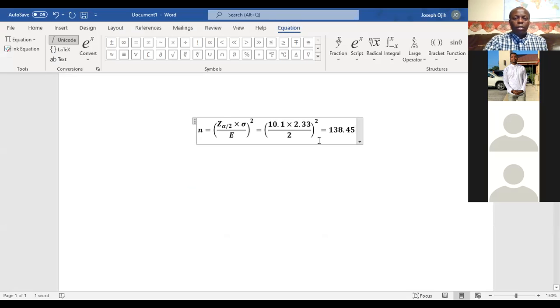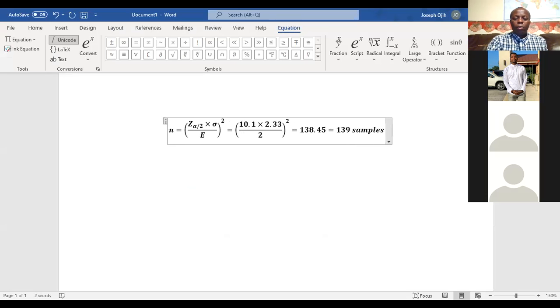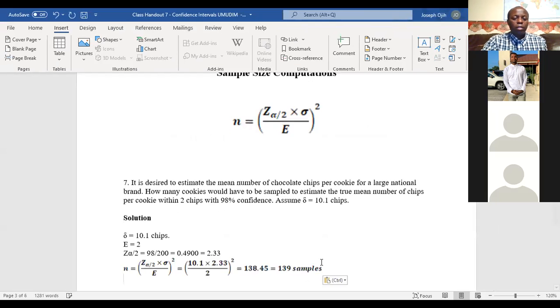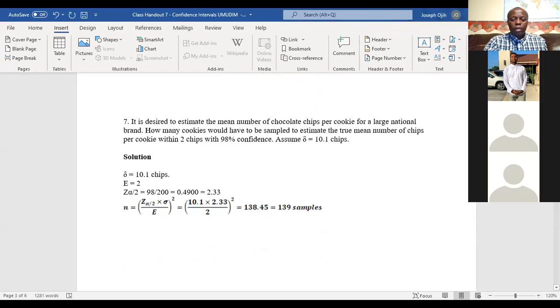Which means that we need 139 samples or 139 cookies. Always round up to the next number. So this will give us 139 cookies. You can see it's right here.